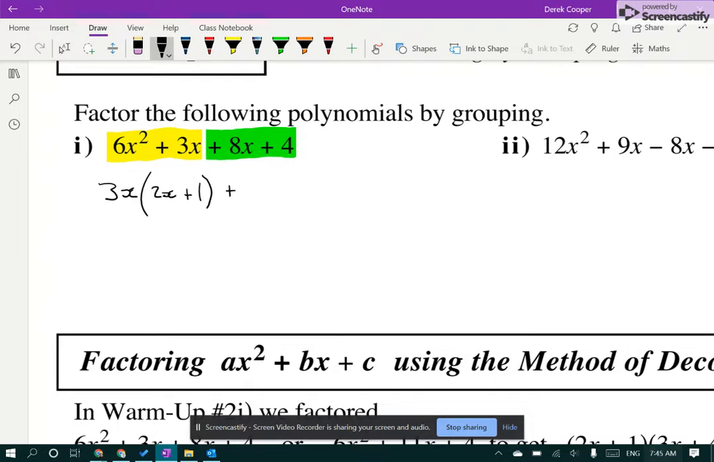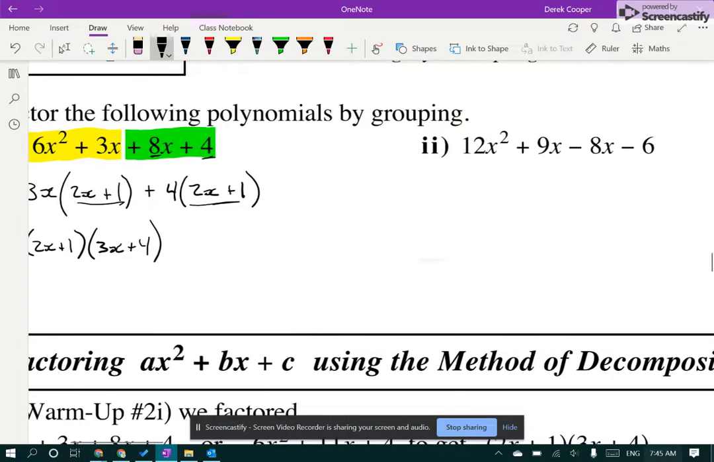Then on this side, we've got a positive there. We're going to find the greatest common factor between 8 and 4, which is 4. We can't take out an x because it doesn't exist over here. So it's going to be 2x plus 1, because we pulled out the 4. Now we have the same binomial here and here, so we can rewrite this as 2x plus 1 times 3x plus 4.